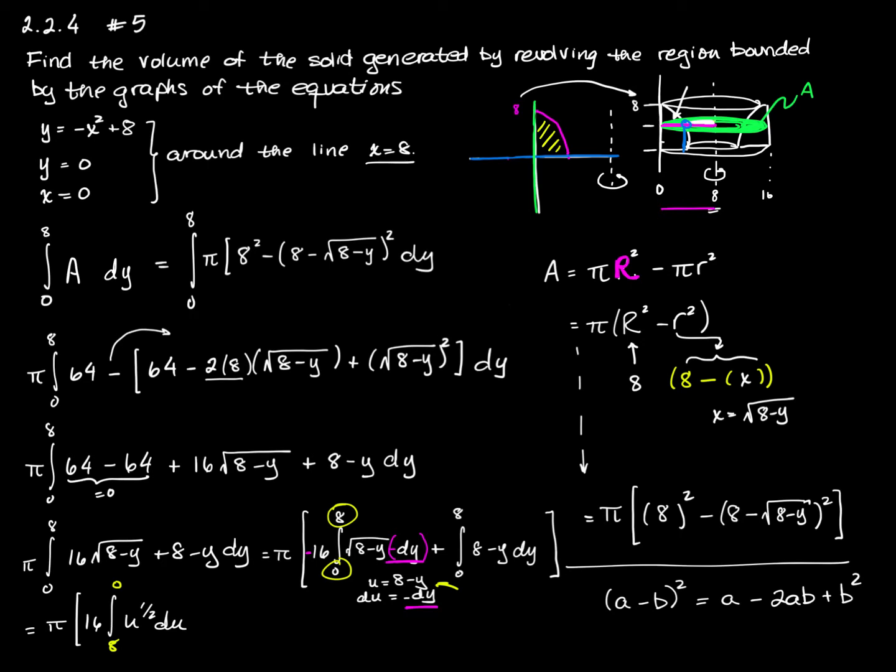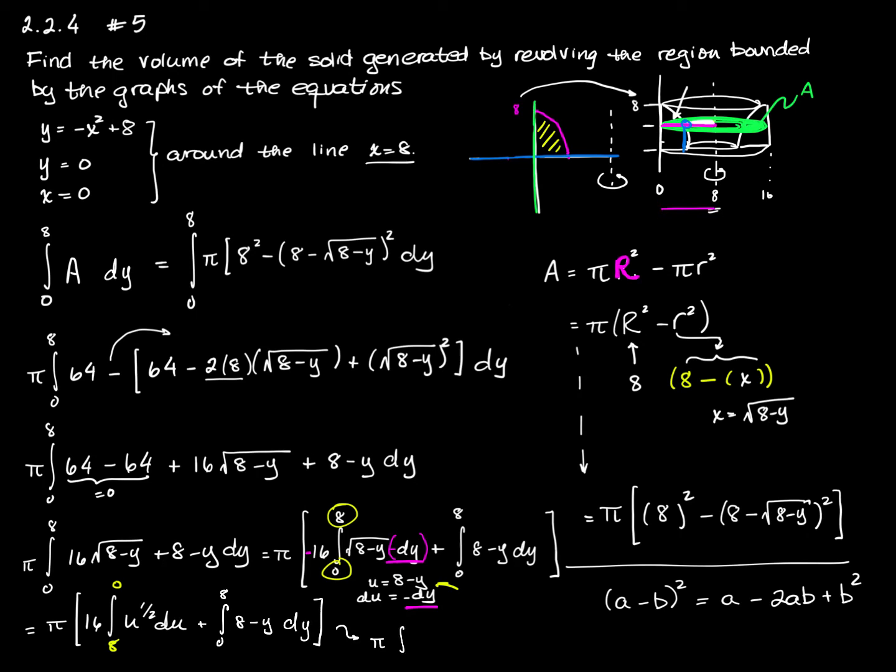All right, so on top of that, of course, I'm going to have this plus the integral from 0 to 8 of 8 minus y dy. I do not know that I'm going to make this on one screen here. This is equal to pi times the integral.